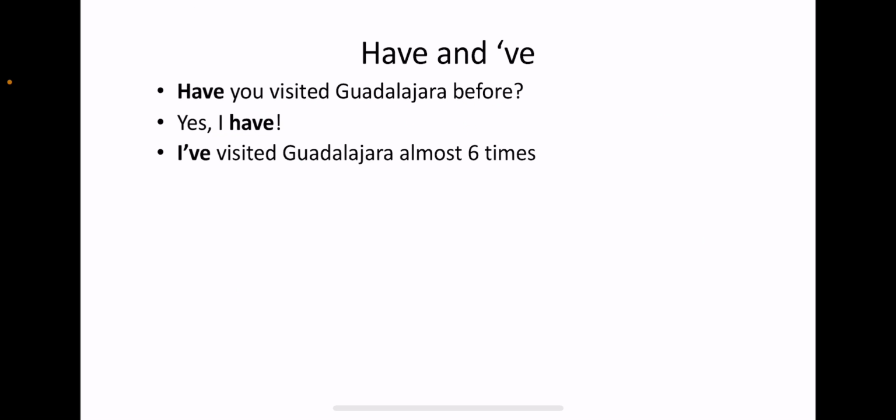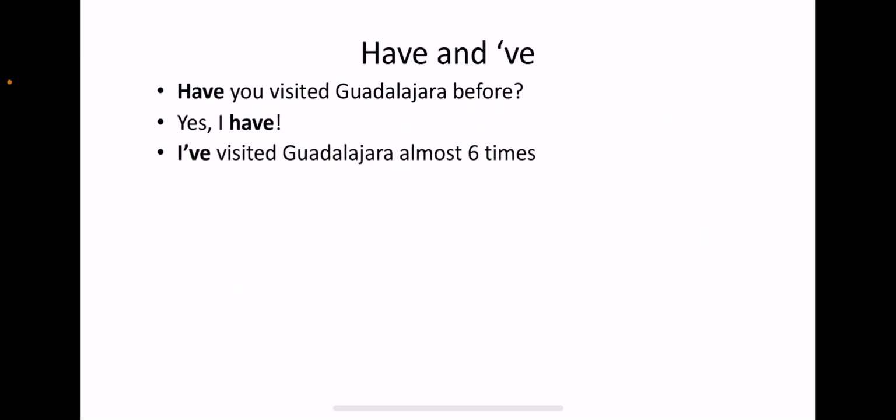So let's imagine that I have this question. Have you visited Guadalajara before? We can answer, yes, I have, or no, I haven't. And you can give more information about the question. Like, have you visited Guadalajara before? Yes, I have. I've visited Guadalajara almost 6 times. Remember that it's not important when. What is important in the present perfect is the experience, the event. And you can mention how many times you've experienced that activity or that event.